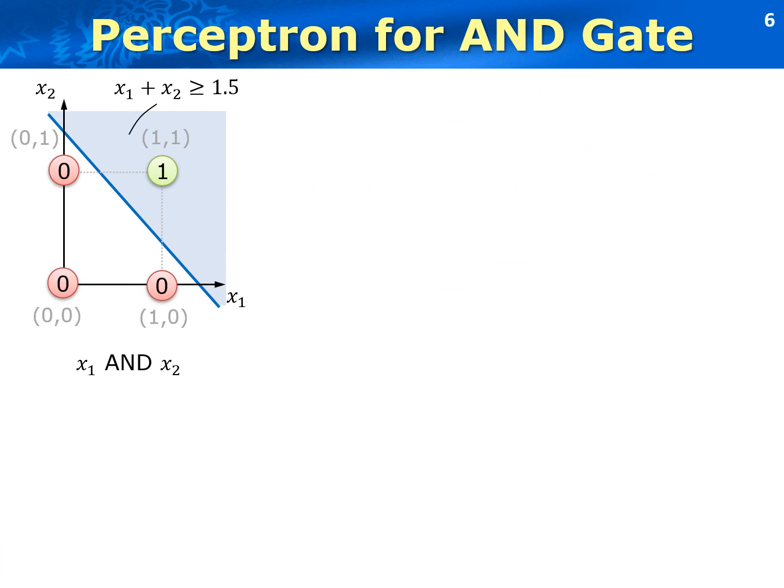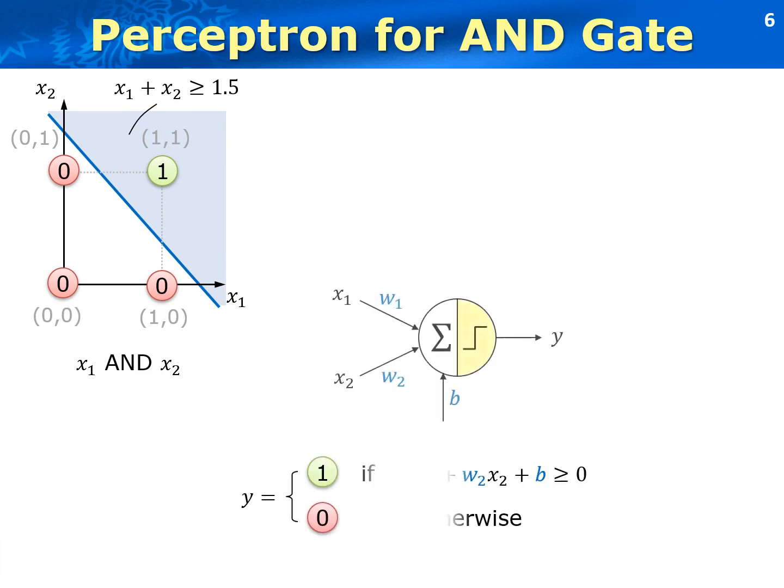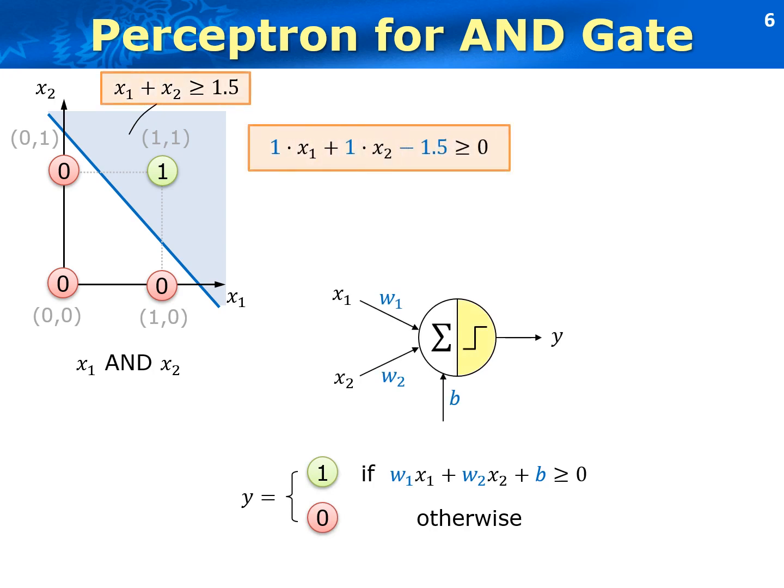By comparing this inequality with the standard form of the perceptron decision boundary, we can get the coefficients W1, W2, and B, which are 1, 1, minus 1.5, respectively. Therefore, the perceptron for the AND gate is the following.